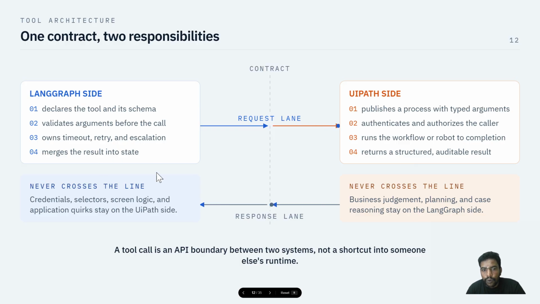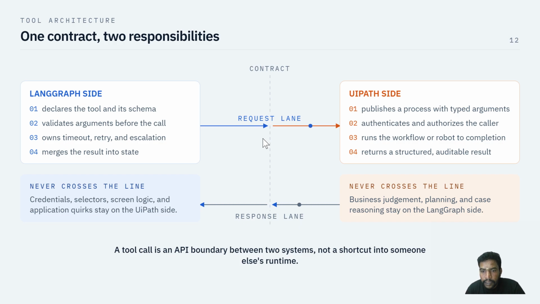Okay. Now look at what never crosses that line, right? Credentials, selectors, screen logic, and application details stay on the automation side. The business judgment, planning, and case reasoning stay on the reasoning side. I labor this because the most common design smell I see is leakage.